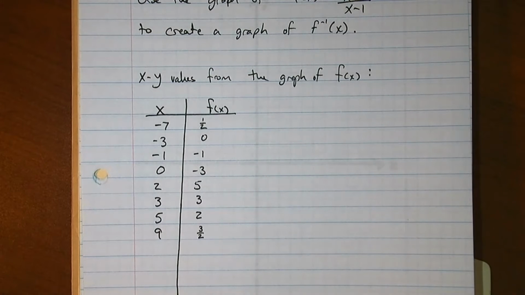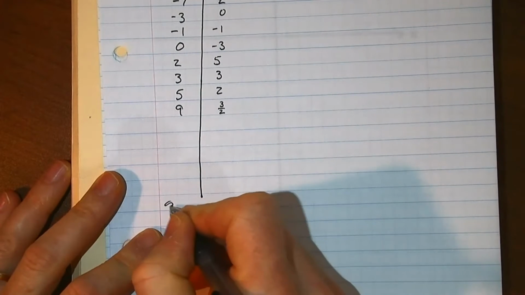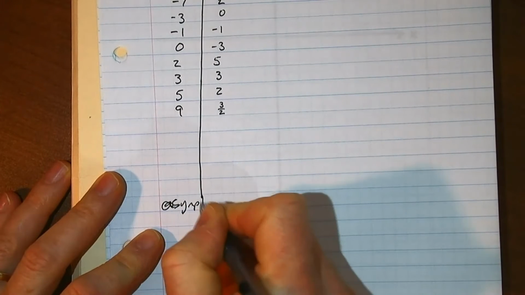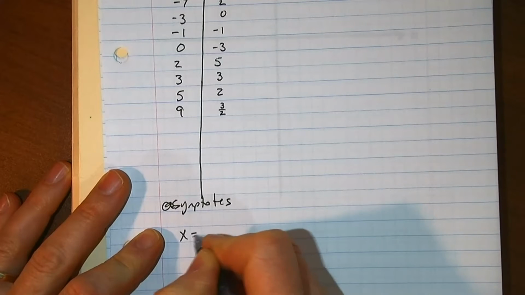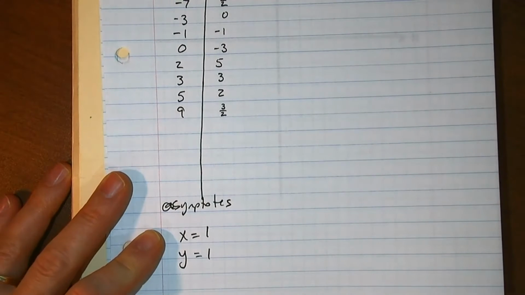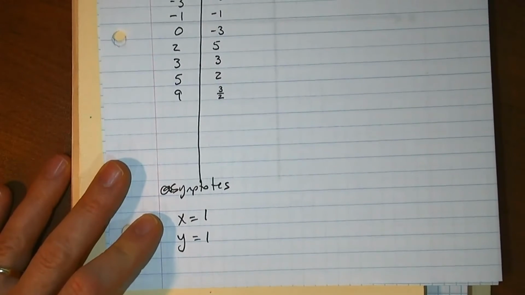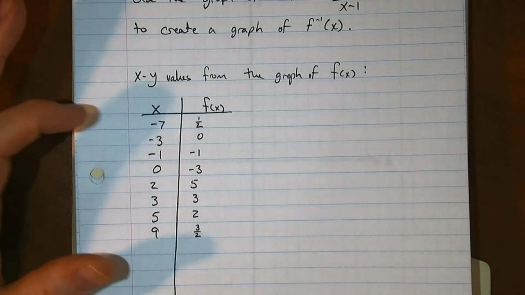All right, hopefully you've written that down. The other thing that we're going to use is what our asymptotes are. And our asymptotes we found were x equals 1 and y equals 1. Okay, those were our two asymptotes. In this case, we're going to find that those are very convenient asymptotes, but I'm getting ahead of myself. Let's start by looking at the table.